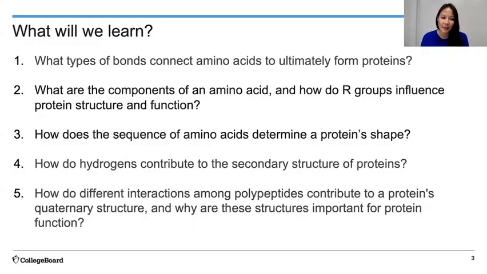The first thing is, what type of bonds connect amino acids to ultimately form proteins? Number 2, what are the components of an amino acid, and how do R groups influence protein structure and function? Number 3, how does the sequence of amino acids determine a protein's shape? Number 4, how do hydrogens contribute to the secondary structure of proteins? And finally, number 5, how do different interactions among polypeptides contribute to a protein's quaternary structure, and why are these structures important for a protein's function?